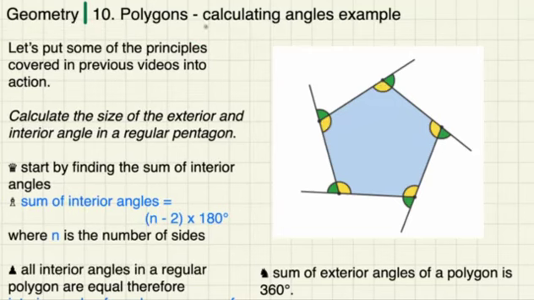So let's put some of the things that we've learned, some of the principles covered in the previous videos, into action. And we're going to be calculating angles and looking at an example. So we might be faced with a question like this. Calculate the size of the exterior and interior angle in a regular pentagon.